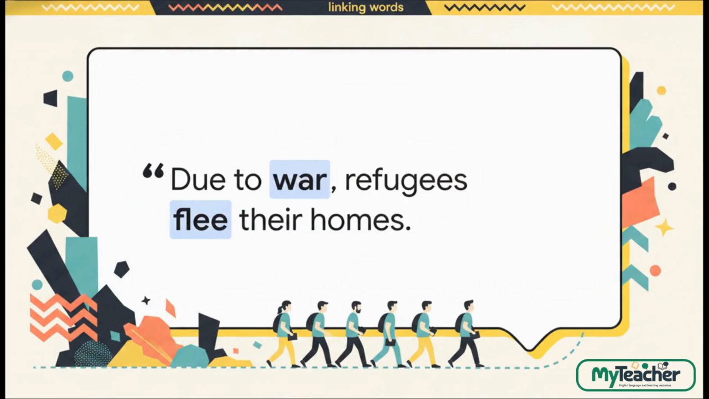Let's read this example slowly. Due to war, refugees flee their homes. Look at the word war. War is a noun, not a full sentence. And that is exactly why we use the phrase due to explain the reason why the refugees are leaving.